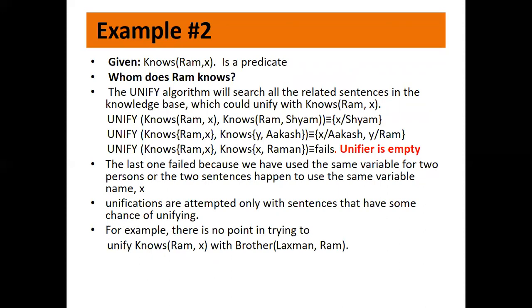We want the machine to be intelligent. For a machine to be intelligent, it has its own knowledge base, right? So given a statement, the machine should be able to search its knowledge base for what is similar, and accordingly the result can be given. Suppose I have a predicate, Ram knows X. Now what is my question? The question is, whom does Ram know? Now I should be able to apply the unify algorithm.